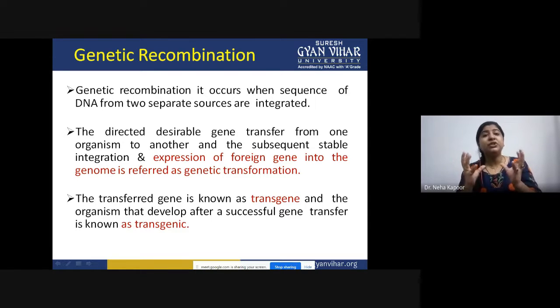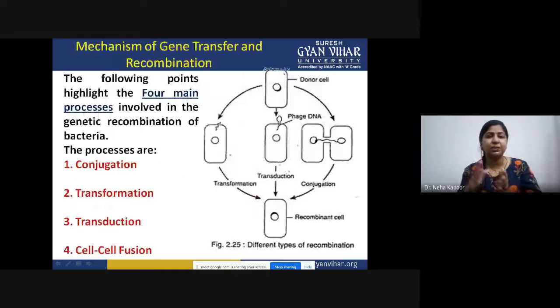Whatever gene we are taking out is known as the transgene, and the organism receiving this transgene after the recombination is known as transgenic. For example, transgenic plant varieties such as Bt cotton, and transgenic animals have been constructed. In all these processes, these techniques are implemented so that we can have a better or improved variety of plants, or altogether different types of transgenic animals.